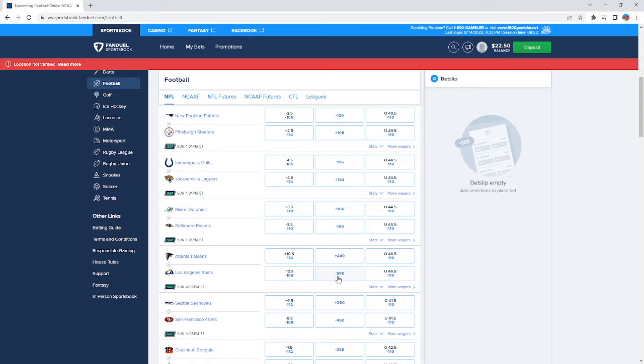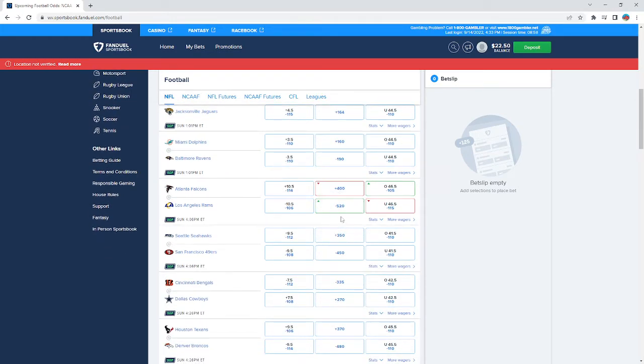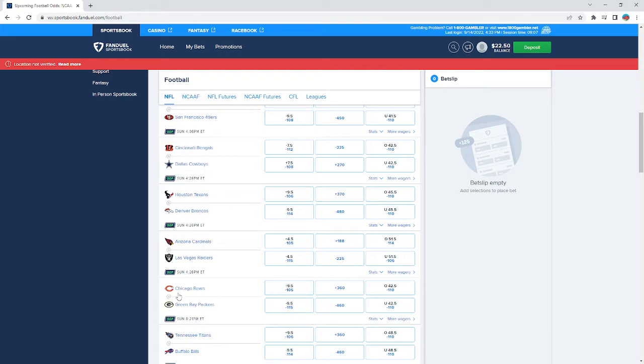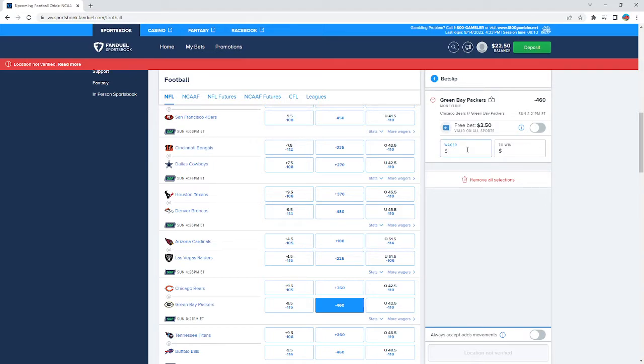Now, to dive into what these minus and positive numbers mean, these numbers dictate how much money you will have to bet to win a certain amount. So, for instance, let's take the Packers to beat the Bears at minus 460 money line. If you put $1 in, you will win 22 cents. $100 wins $21.74. $1,000 wins $217.39. This is a lot easier to calculate in your head when you get games that have even numbers like minus 200, minus 300, but those aren't super common.